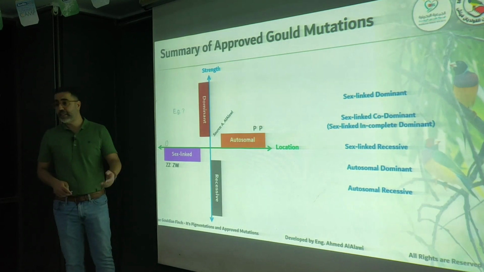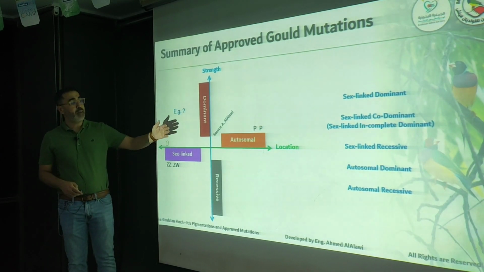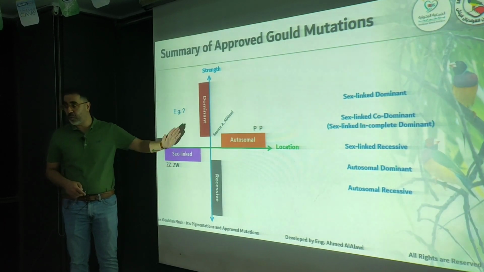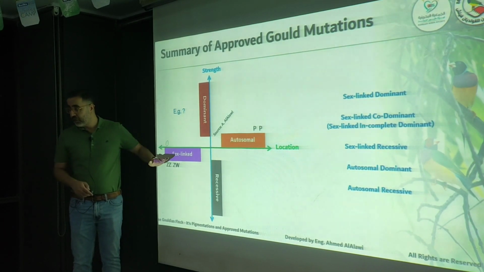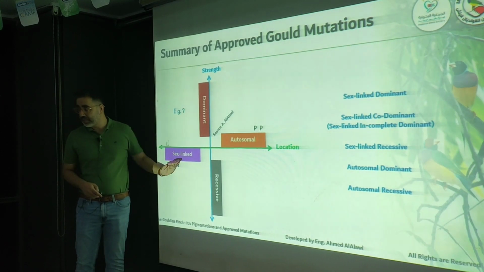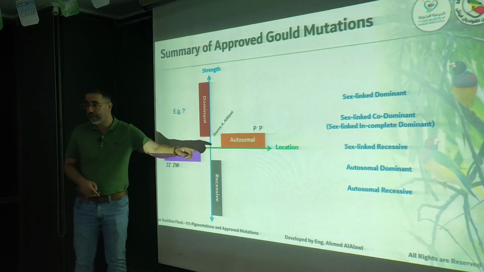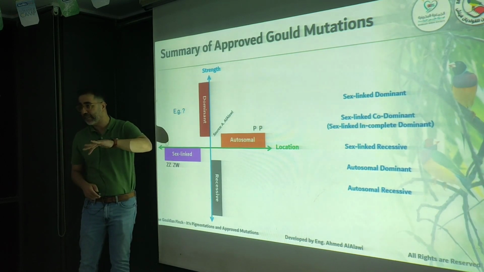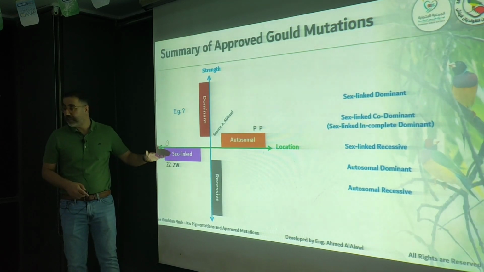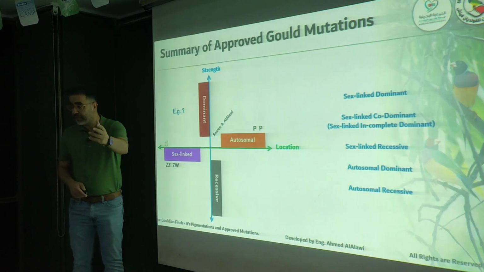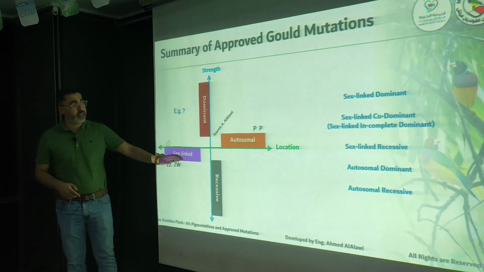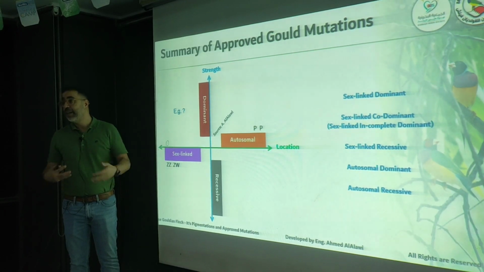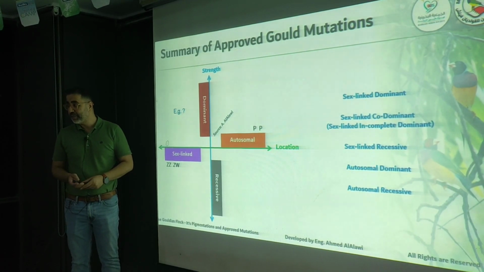Let's take some examples. Who can tell me an example? And by the way, the naming always starts with the x-axis, then the y-axis. So sex-linked dominant, sex-linked recessive, or autosomal dominant, autosomal recessive. I don't say recessive sex-linked. Can I have an example of a sex-linked dominant trait mutation in Gouldian finches?